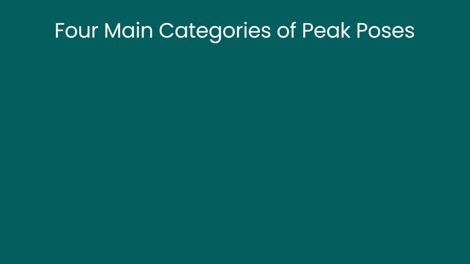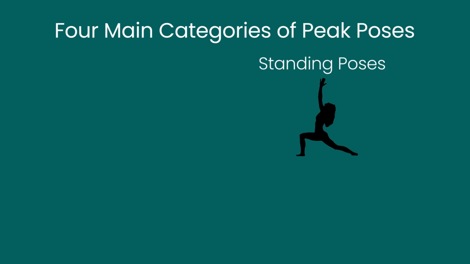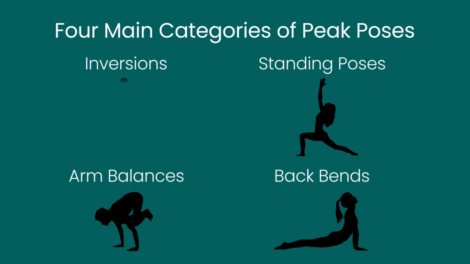Typically, we choose from 4 main categories of peak poses: standing poses, backbends, arm balances, and inversions. This isn't to say that you can't design your classes around other categories like abdominal poses or forward folds, but we typically choose from the big 4 because they're the categories of poses that your students will get the most excited by.